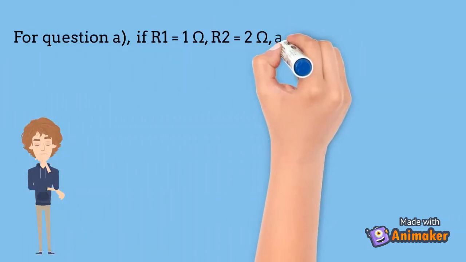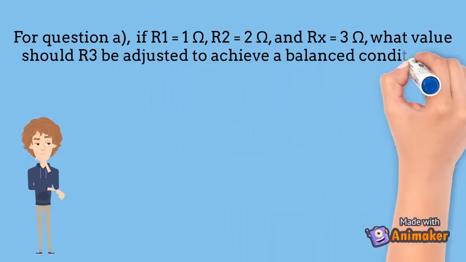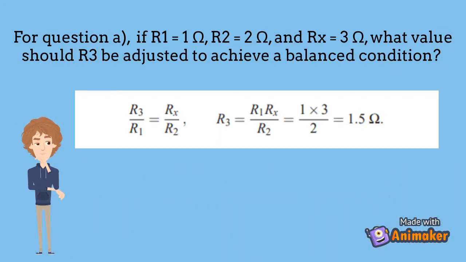For question A, we will use the ratio formula. R3 over R1 equals Rx over R2. By substituting the values and rearranging, we get R3 equals R1 times Rx over R2, and when we substitute the values, we get 1.5 ohm for R3.